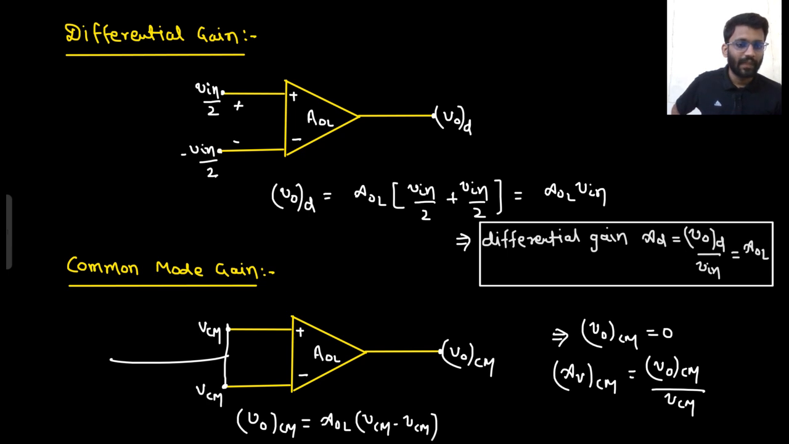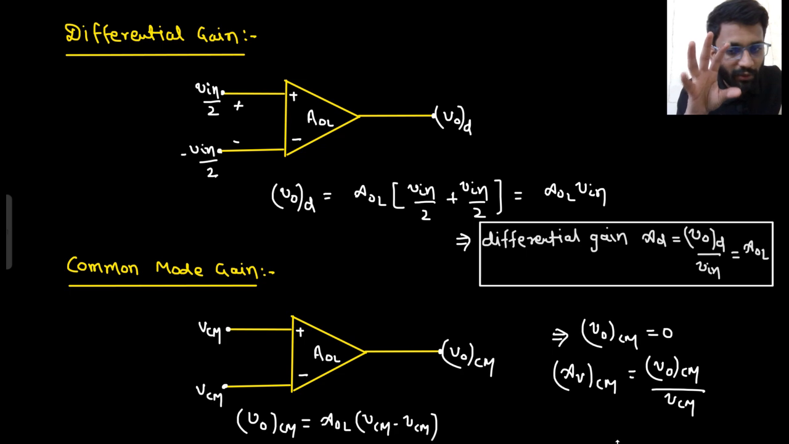Okay. So in case of common mode gain, you need to take care that you don't need to apply the OpAmp property. Your target is to apply VCM and get your V naught CM. What will be your common mode gain? Common mode gain will be V naught CM divided by VCM. That's it. In this case, it is equal to 0 only.